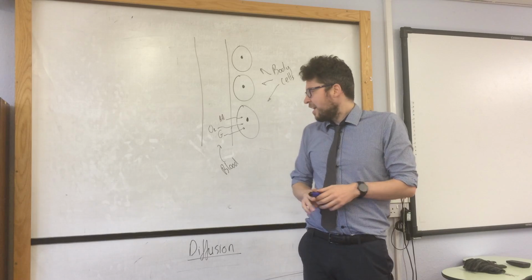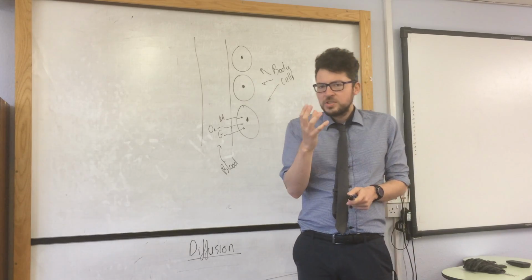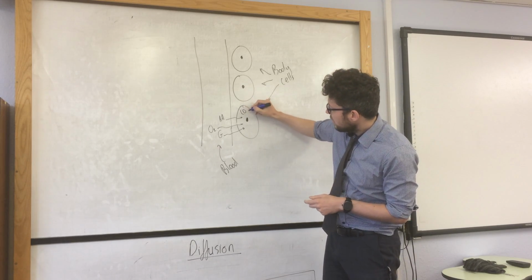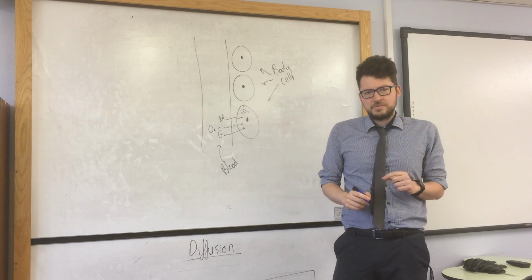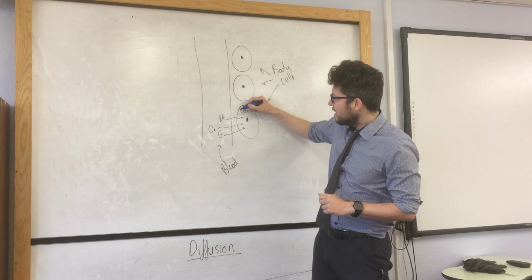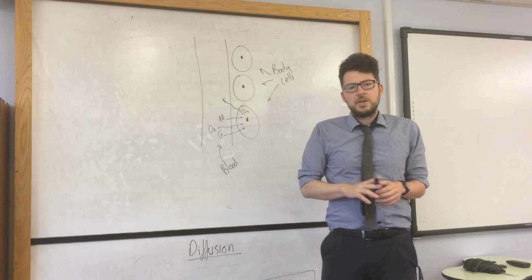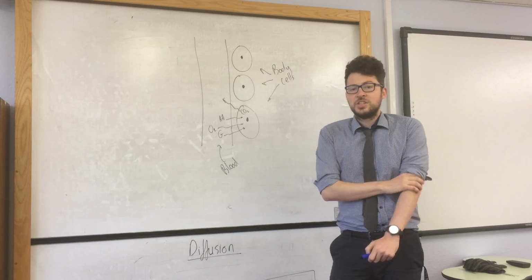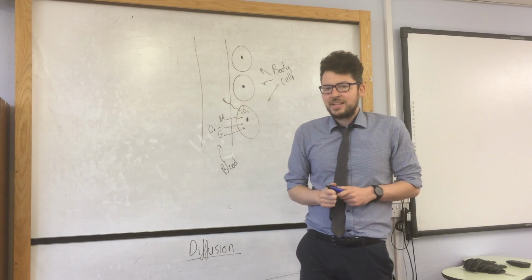Sorry about the bell. In addition to this, once we've done respiration, carbon dioxide is produced as a waste product in our cells. Now that is going to diffuse out of our cells, back into our blood, and be carried away. Hopefully that's a clear explanation of diffusion and why it's important to living things.